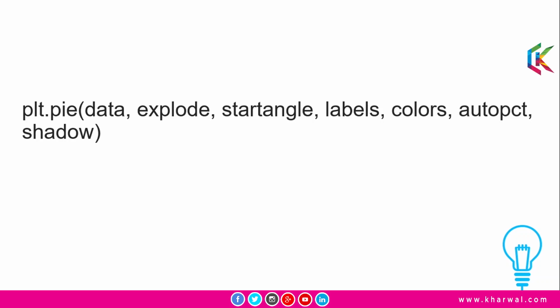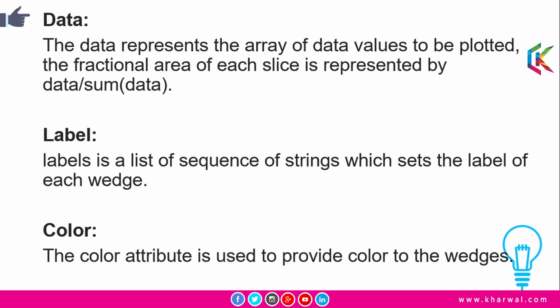Now let's discuss these parameters one by one. The data represents the array of data values to be plotted. The fractional area of each slice is represented by data. The next parameter is labels, which is a list or sequence of strings which sets the label of each wedge. The next parameter is colors. The colors attribute is used to provide color to the wedges.